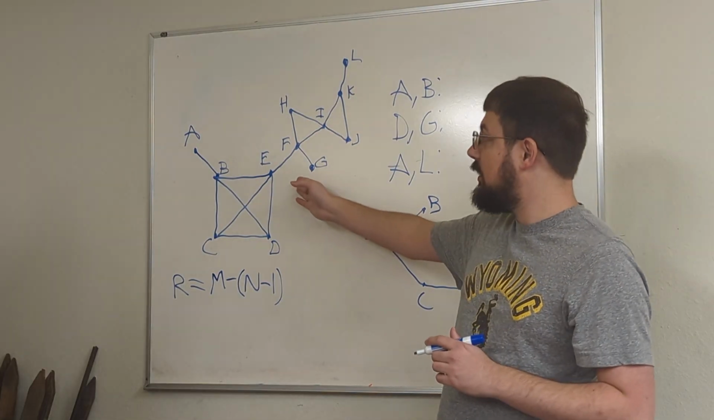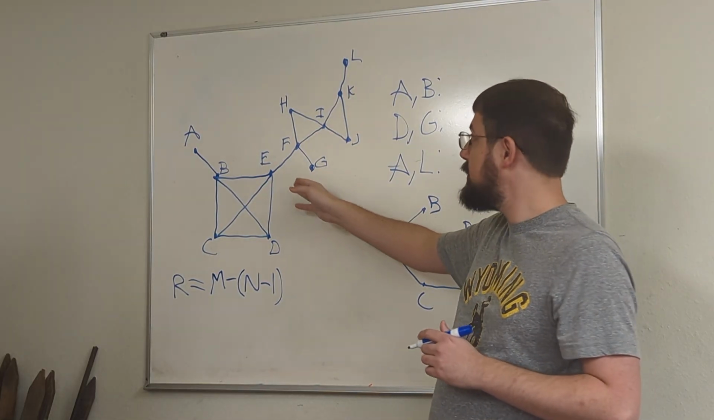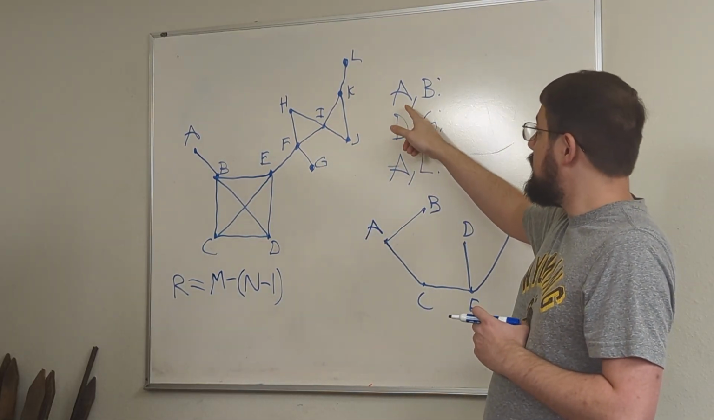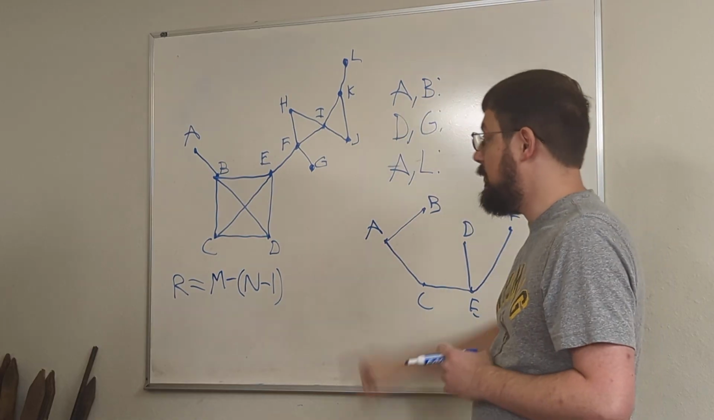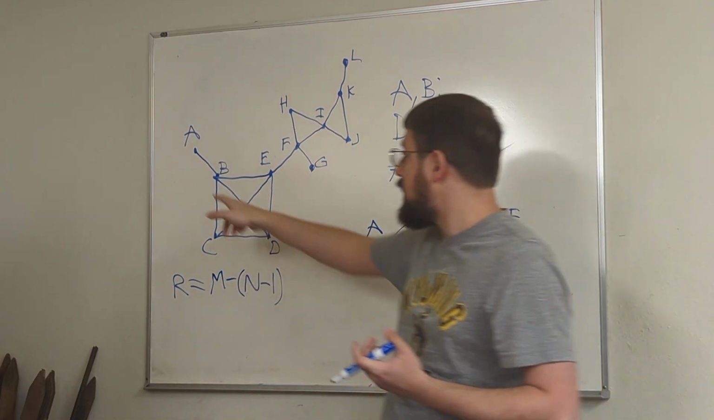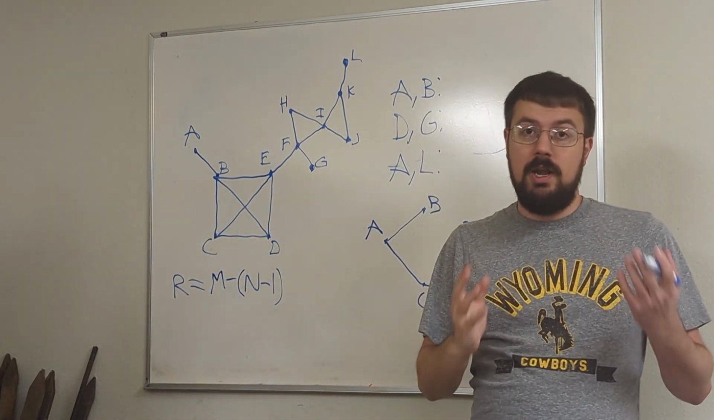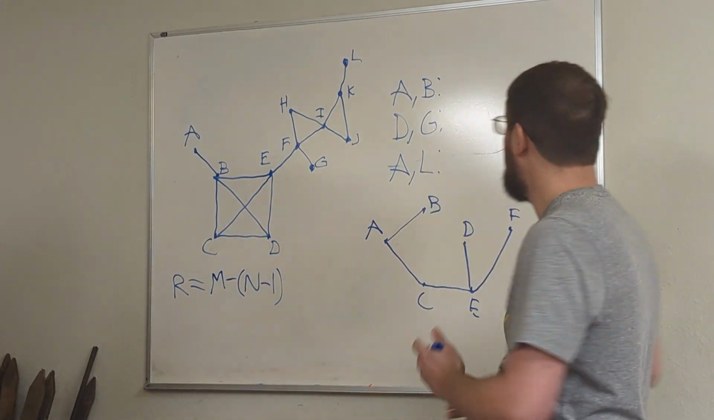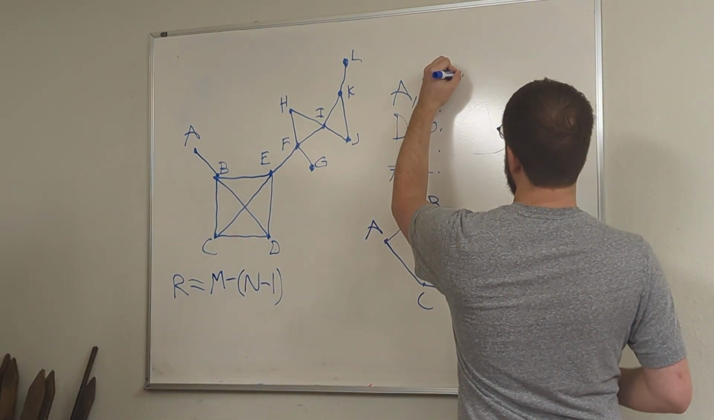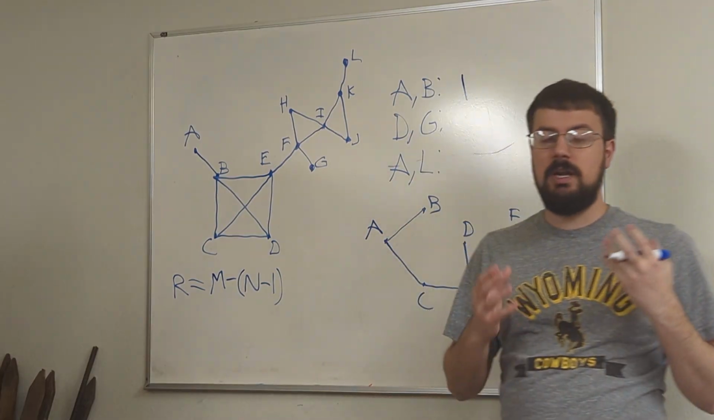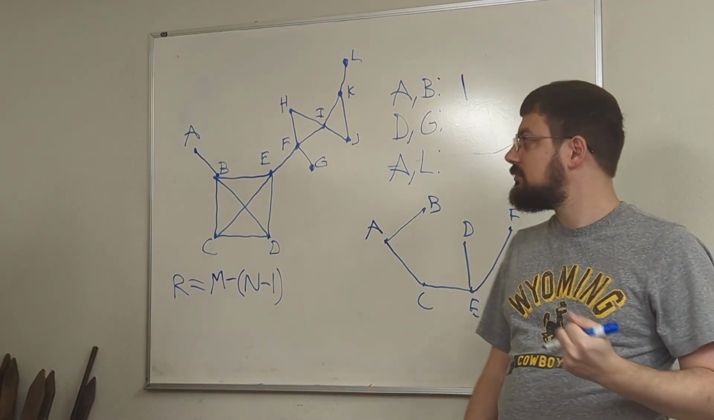So looking at our graph over here on the left, first we want to find the degrees of separation between A and B. Well, this one's really easy for us because A and B are directly connected to each other, so we only have one edge between A and B. Therefore, the degree of separation between A and B is going to be 1.